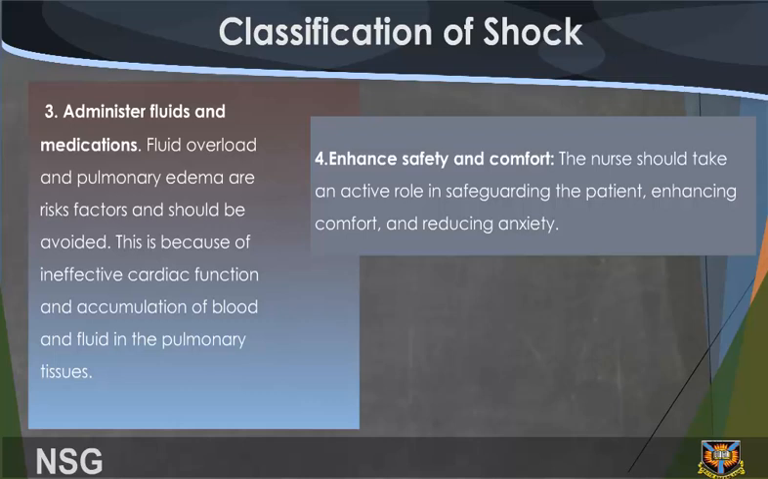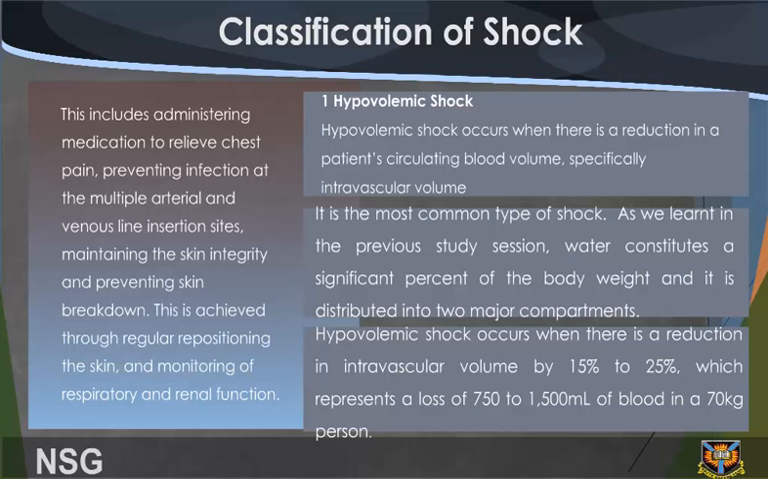4. Enhance safety and comfort. The nurse should take an active role in safeguarding the patient, enhancing comfort, and reducing anxiety. This includes administering medication to relieve chest pain, preventing infection at the multiple arterial and venous line insertion sites, maintaining skin integrity, and preventing skin breakdown. This is achieved through regular repositioning of the patient and monitoring of respiratory and renal function.